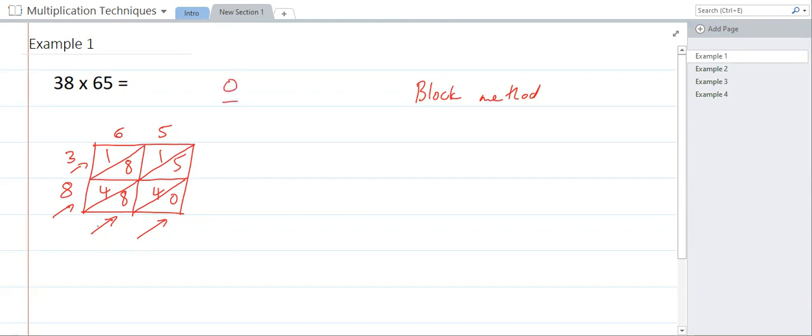Right, next one, if we add up all this in the second diagonal, 8 plus 4, which is 12, plus 5, which is 17. Now remember, the result is 17, so we write down the 7 and carry this 1 across to the next diagonal, so plus 1. Now the next one, 4 plus 8 is 12, 13, 14. So I have 14. So I write down 4 and carry the 1 over. So 1 plus 1 is 2. Now if you work out what is 38 times 65, it is 2,470.